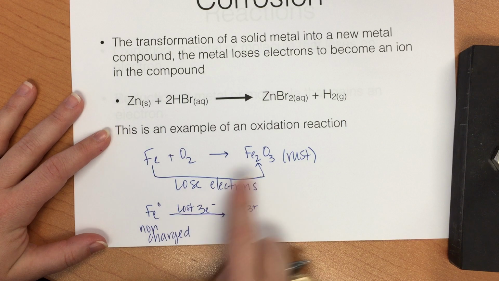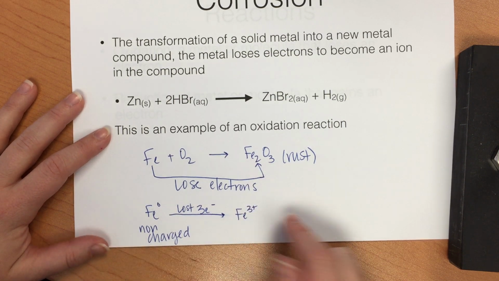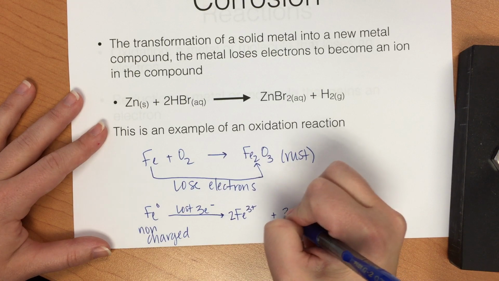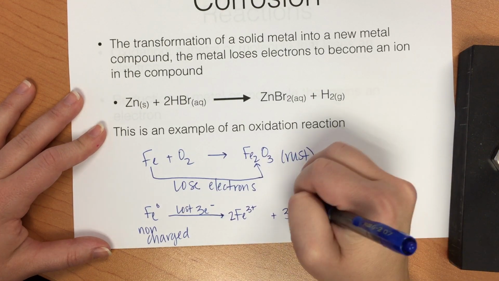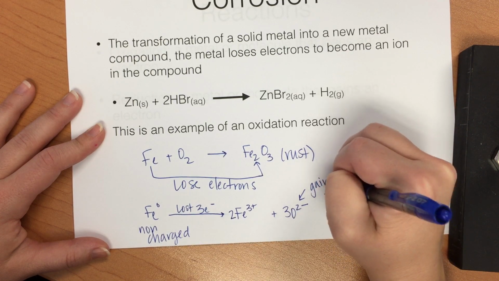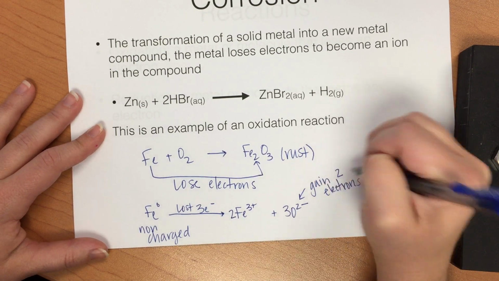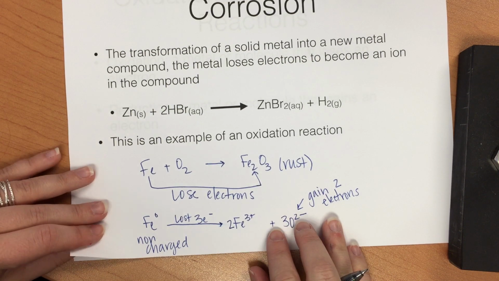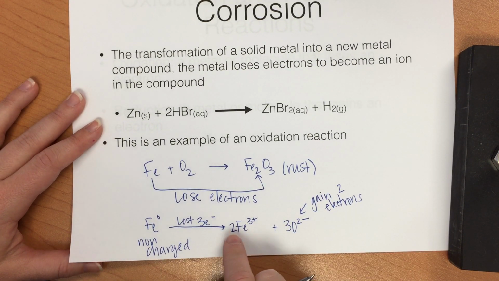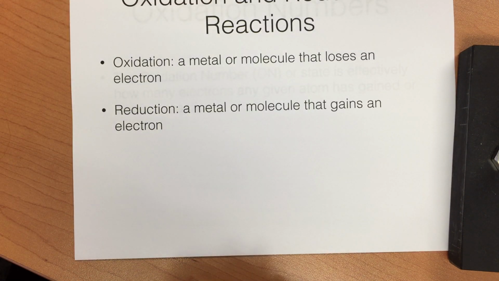The oxygen is going to have gained the electrons. There would have been 2 of these, and we will have 3 O2-. So this will gain electrons, 2 electrons in this case. And so this is how we can get oxidation.